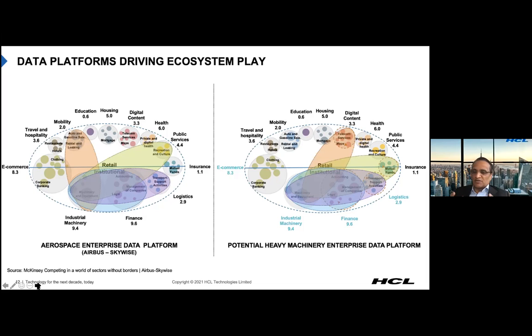At the same time, the wastage is going down, and more and more data plays are coming into the overall ecosystem. So this is of course an example of an aerospace OEM, a very traditional B2B enterprise which is venturing out into an aviation ecosystem platform play.